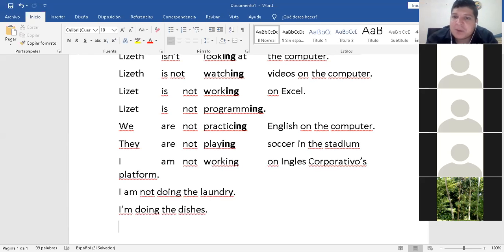So, before we leave, ahorita solo hemos cubierto afirmativo, negativo. Mañana vamos a seguir trabajando más y vamos a meter preguntas. Okay. Do you have any questions so far? ¿Tienen alguna pregunta de esto? No. 100% clear. 100% claro. Yes.